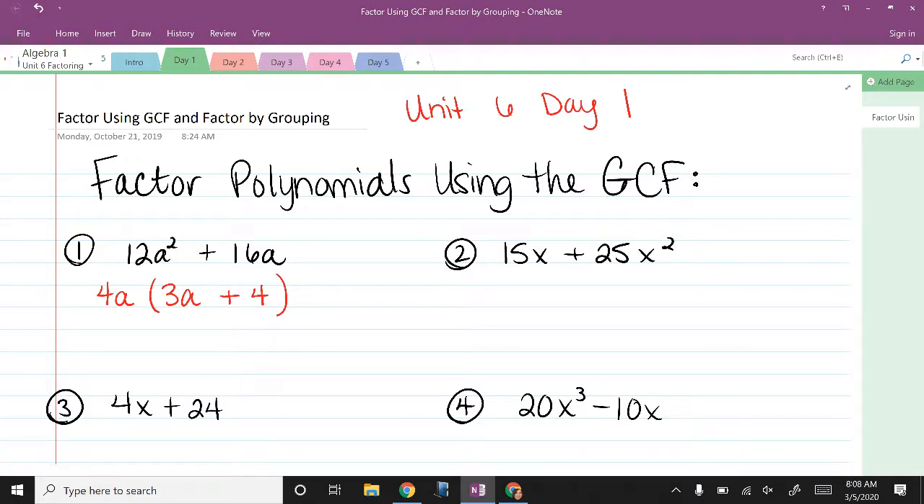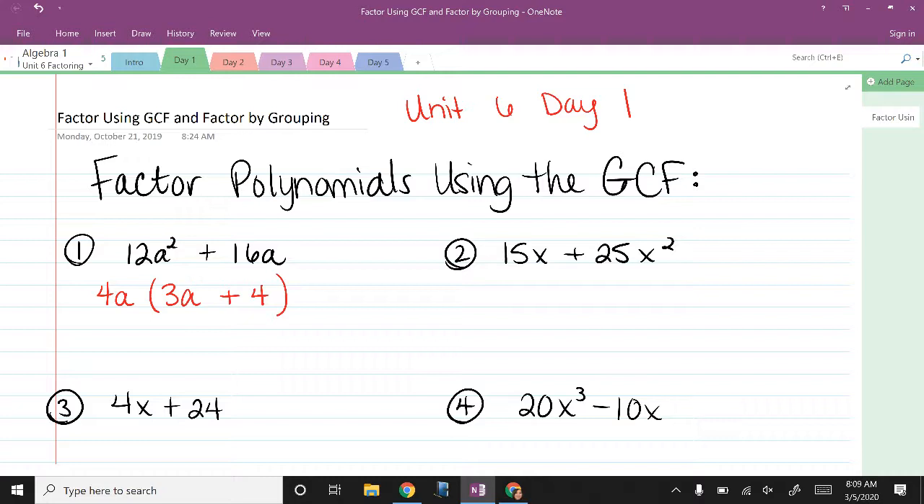Because that will get you back to that. So factoring is the reverse of multiplying. You're going to want to say what multiplies to get that original polynomial. Now you can check it by distributing in your head. It's 4a times 3a, 12a squared. Don't even look up here. It's 4a times 4, 16a. Yes, so it works out.